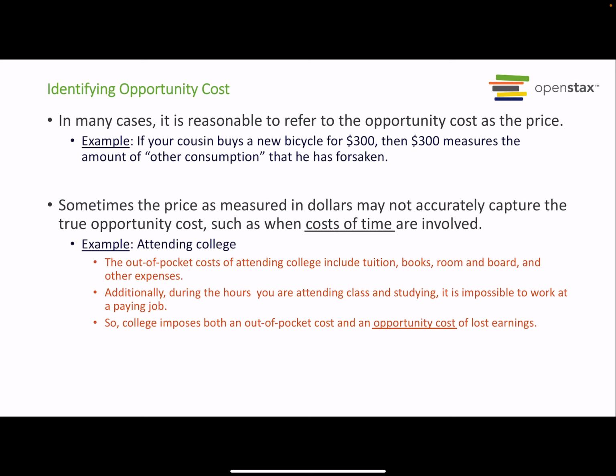But there's also hours that you're attending class, watching videos, doing assignments. And so you can't work your part-time job at Chick-fil-A or Target. You can't work during those hours because you are studying for your classes. So college has both those out-of-pocket costs, those actual dollars that you're spending because you went to college. But there's also the opportunity cost of lost wages. You're not working the hours that you're in class, and therefore you've given up the opportunity to earn your hourly wage.